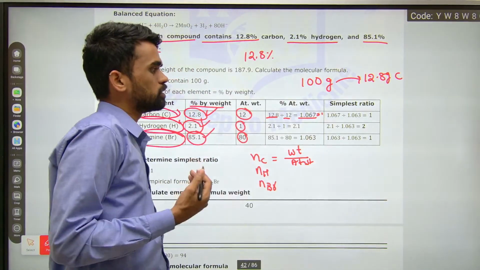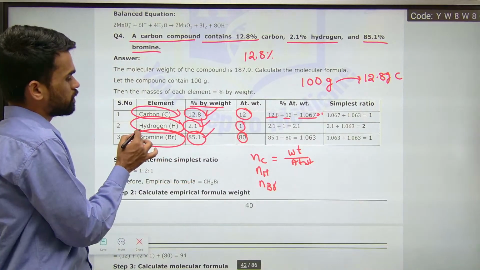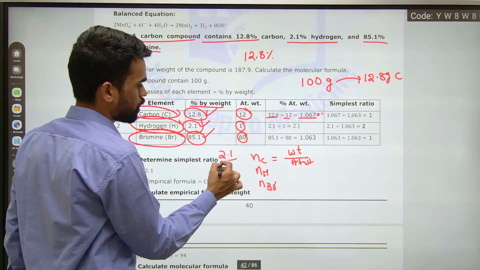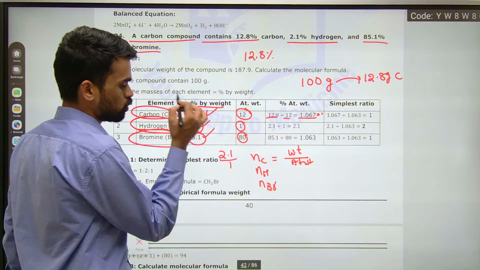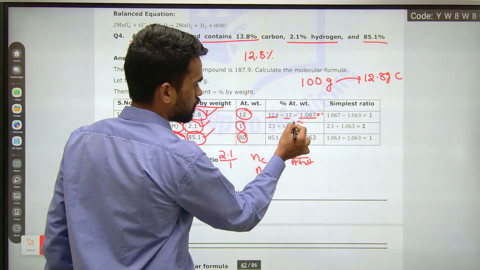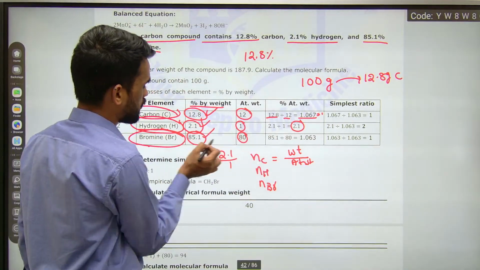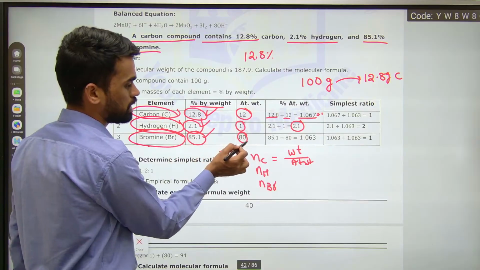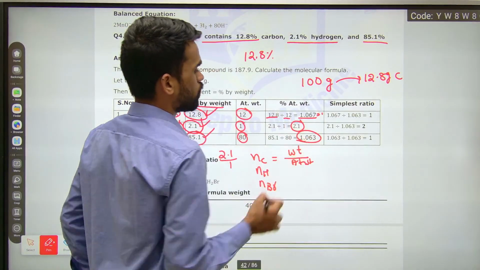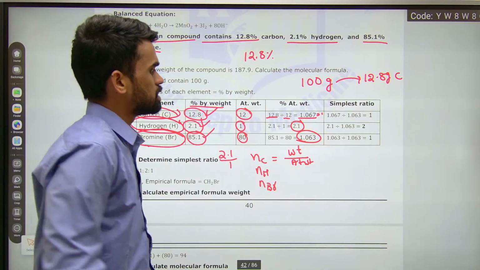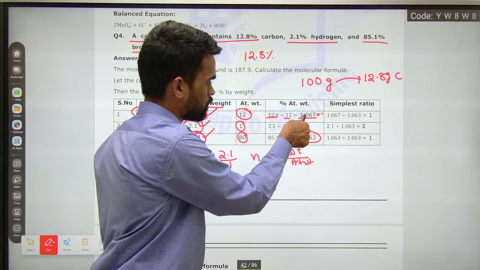Now, just see, for example, hydrogen. How much mass is given? The given weight is 2.1 and its atomic weight is 1 only. So the number of moles becomes 2.1 only. For bromine also, if you take 85.1 by 80, you get around 1.063.